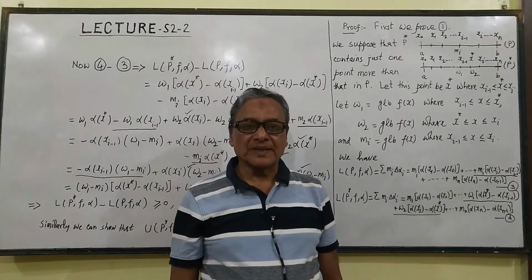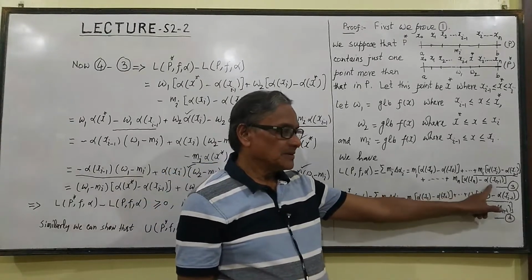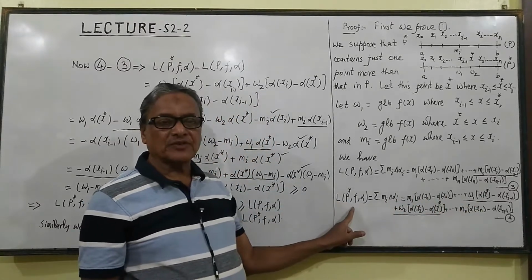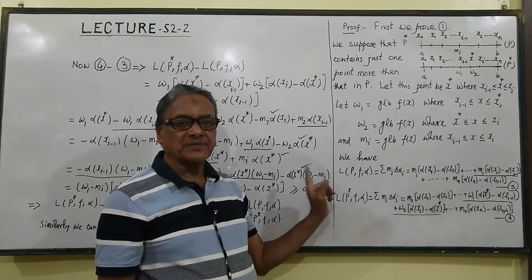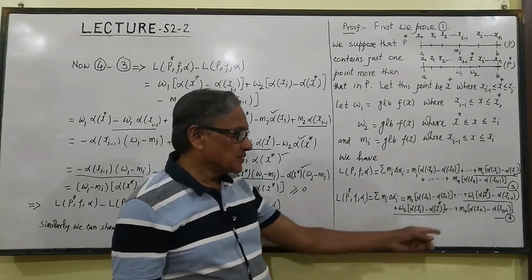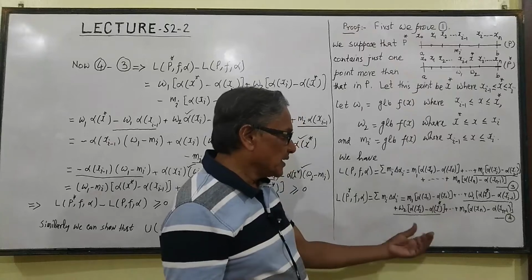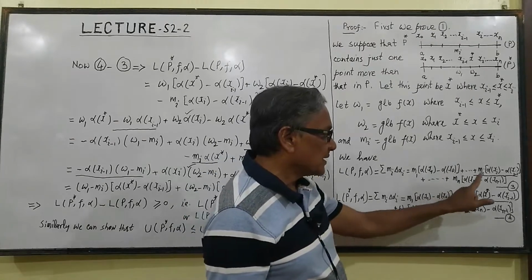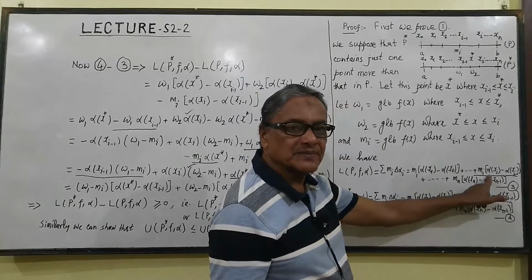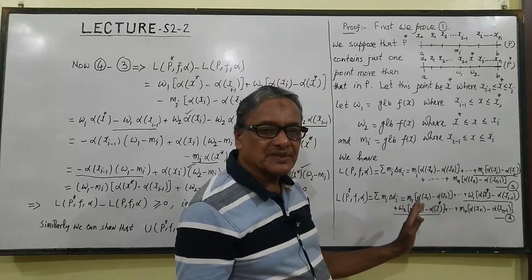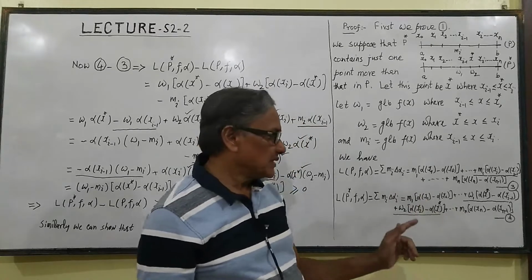Now we are going to subtract 3 from 4. We want to find LP star F alpha minus LP F alpha. So now what will happen on subtraction? If you subtract 3 from 4, we will be left with only 3 terms, this plus this minus this, underlined, because all other terms are similar terms, they will cancel out.